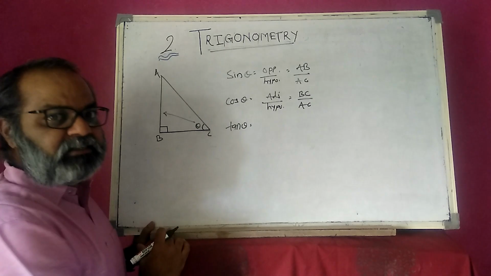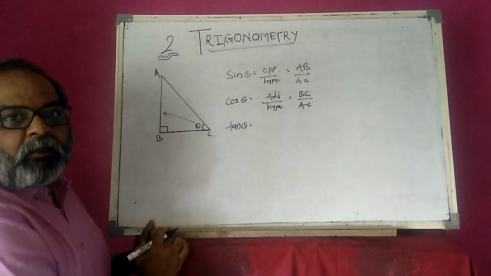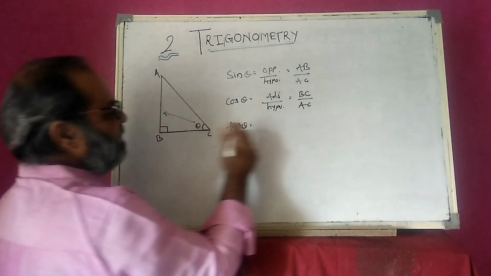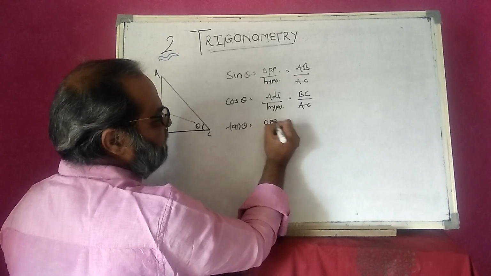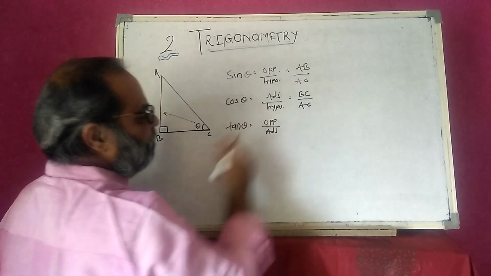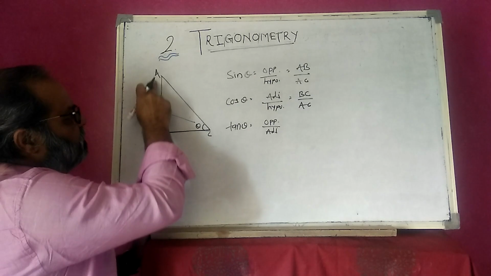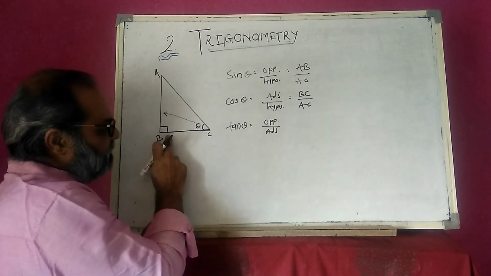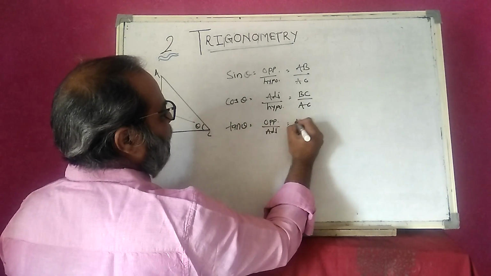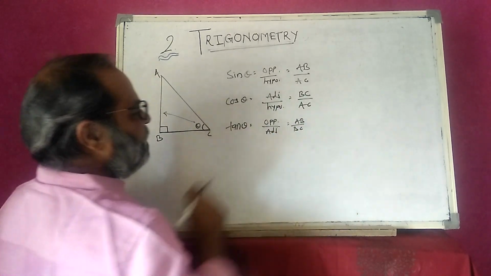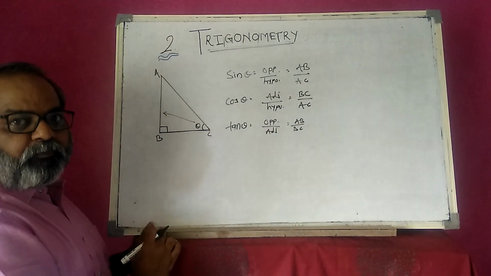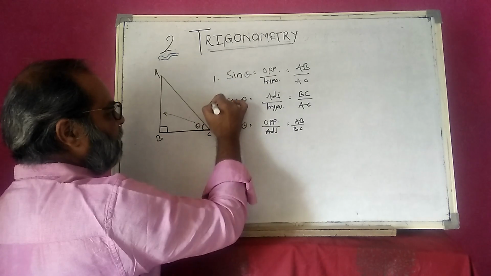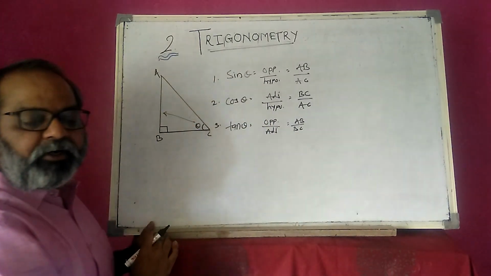The next is tan theta, tangent, referred to as tan. What is the definition of tan theta? Opposite side upon adjacent side. For theta, the opposite side is AB and the adjacent side is BC. So AB upon BC is tan theta. Okay, now these are the three basic ratios of trigonometry.